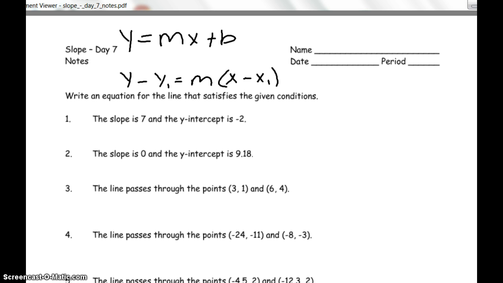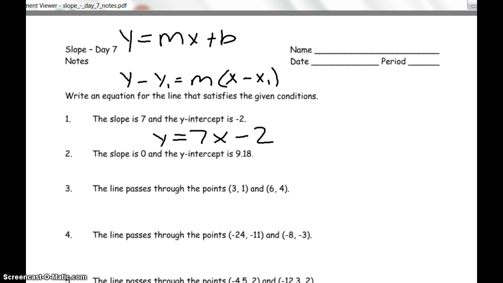So on number 1, it says the slope is 7 and the y-intercept is 2. That's perfect. That gives us everything we need, and we just have to rewrite it. Plugging it in, y equals our slope, 7x, and our y-intercept is -2.